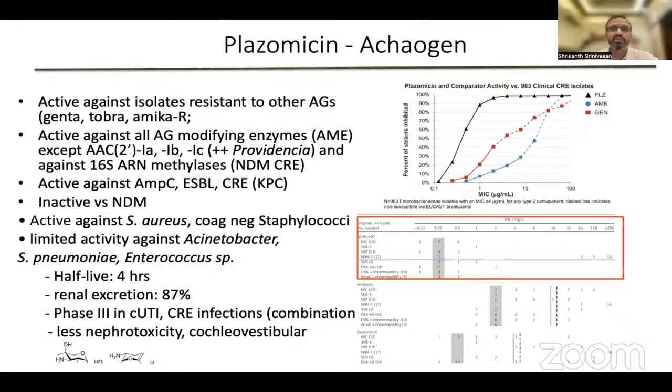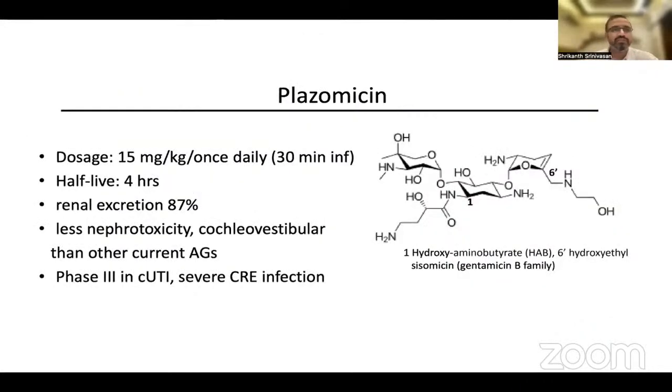It's active against Staph aureus and coagulase negative Staph. It has limited activity against Acinetobacter. Half-life is 4 hours. Renal excretion is 87%. It is less nephrotoxic and less cochleovestibular toxic, so as compared to other aminoglycosides, it has a much better safety profile. And in fact, it is bactericidal as compared to other aminoglycosides, which are predominantly bacteriostatic. Dosage is 15 milligram per kg once a day. Once a day dosing is there.